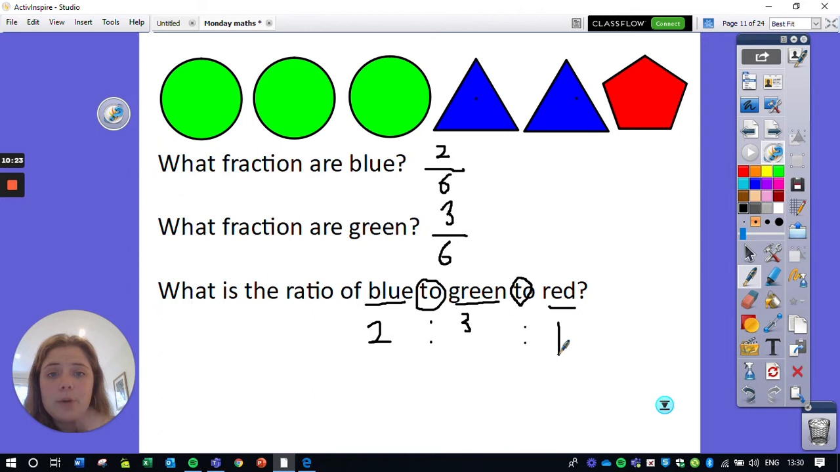The shapes go in the order green, blue, red, but my answer must be in the way it's written. Blue to green to red. 2 to 3 to 1. To double check that's right, let's add it up and see if we've got the right number of shapes. 2 add 3 is 5, add 1 is 6. Yes, there are 6 shapes.